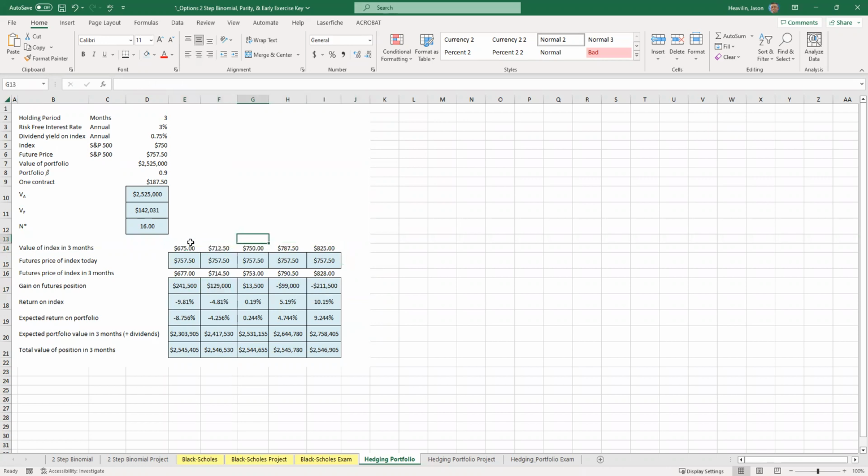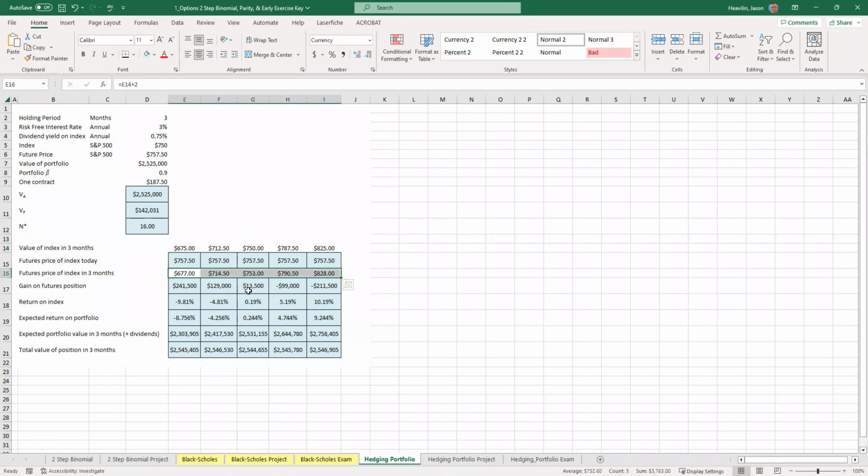These are different scenarios. For example, the index was at $750. What if in 3 months it's $675? So it went down. Or what if in 3 months it went down to $712 only? Or what if it stayed the same at $750? Or what if it did go up to $787.50? Or if it went up all the way to $825? So these are different potential outcomes, but you can see how the hedge will work.